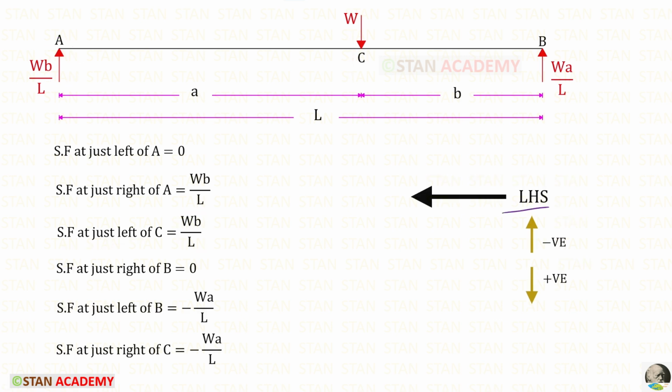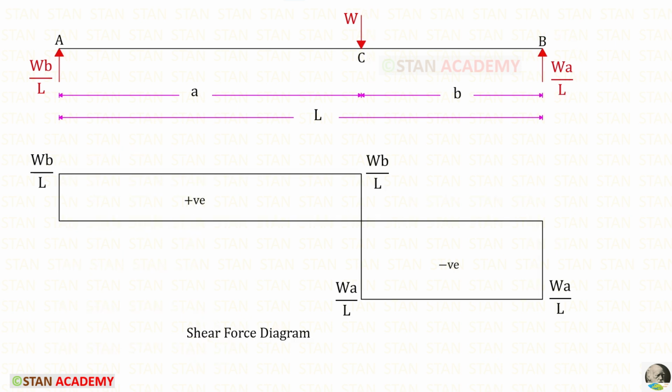Using the left hand side rule, we can find the shear force at just right of B, left of B, and at just right of C. Shear force at just right of B will be 0 and at just left of B will be RB, which is acting upwards, so it will be negative. Let us find the shear force at just right of C. Up to C we have only this. So here also we will have the same shear force minus Wa upon L. Here you can see the shear force diagram.